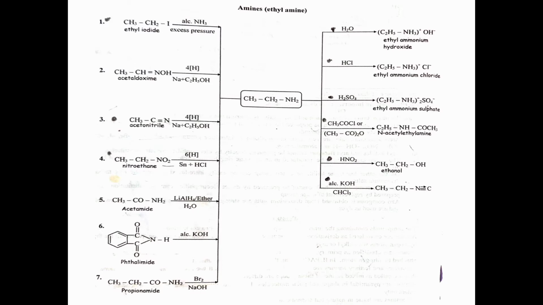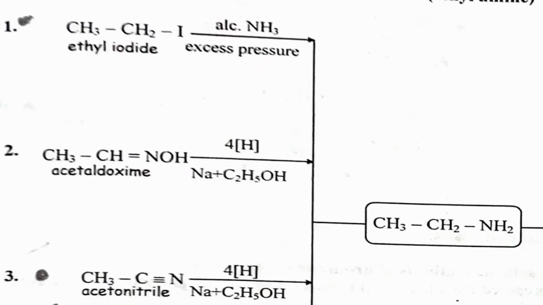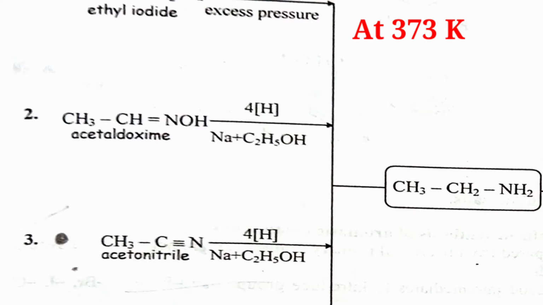First, we are going to discuss the methods of preparation. One of the methods of preparation is ethyl iodide with alcoholic ammonia at a temperature of 373 degrees Kelvin. The product becomes an amine, an alkyl amine. This is known as an alkyl amine.